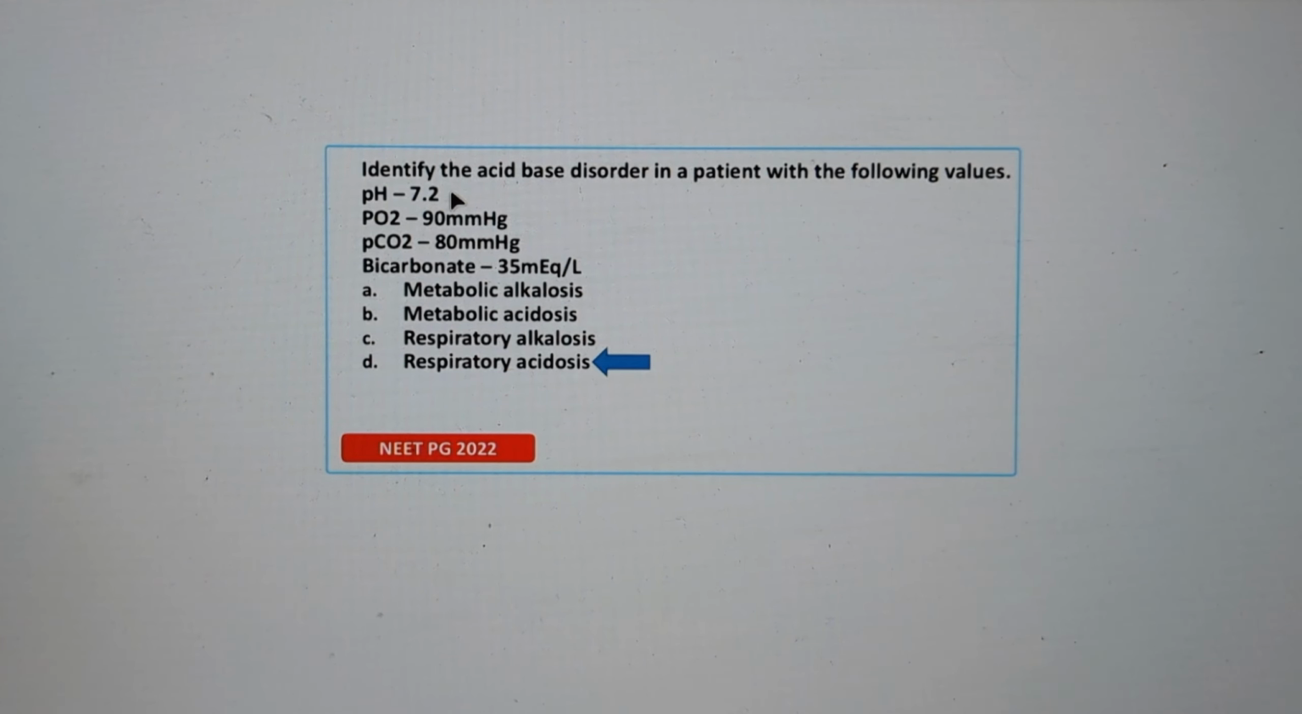The pH is low, indicating acidosis. Bicarbonate is high. This does not explain the acidosis, so it's likely a compensatory response. PCO₂ is very high, which does explain the acidosis, indicating a primary respiratory acidosis. The increased bicarbonate reflects renal compensation for the respiratory problem. Therefore, the correct answer is option D, respiratory acidosis.